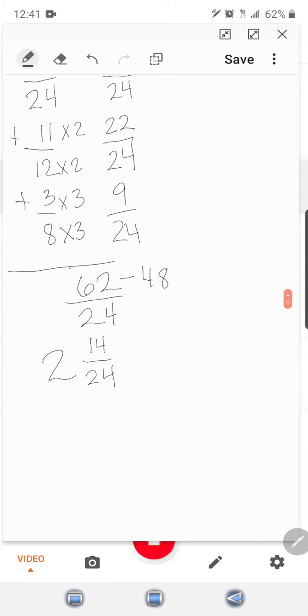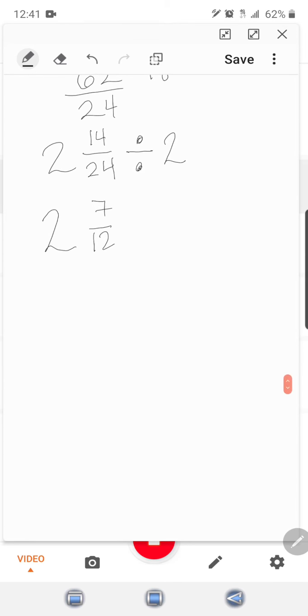Now, here's another one for our common factors. So we're going to look for a number that can be divided evenly between the 14 and the 24. So I'm going to use 2, so I'm going to divide it by 2, and it comes out to 7 12ths, because 14 divided by 2 is 7, and 24 divided by 2 is 12. And then we're going to bring down our whole number, and there's our answer.